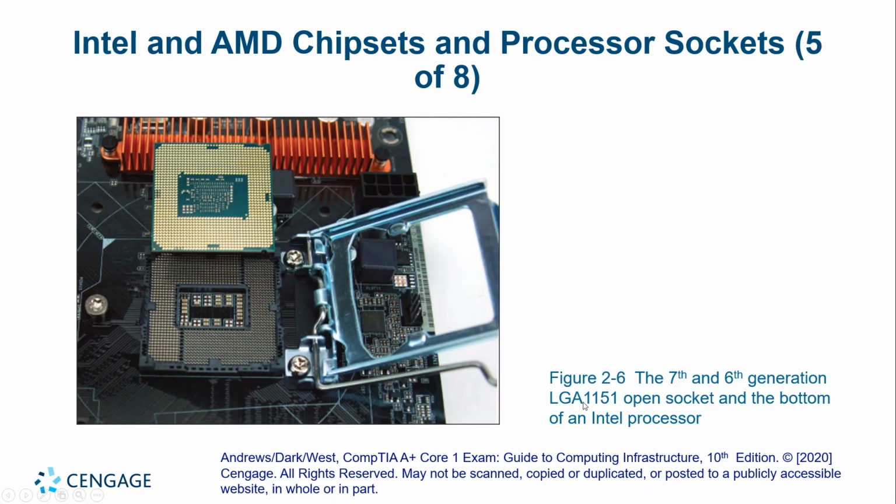7th and 6th gen 1151 open socket and bottom of an Intel processor. So there are the pads. These are little metal contacts, and these are the corresponding pads. You'll notice there are gaps, and those gaps correspond to gaps in the socket. You lay that down on top, and those little contacts make connection with these contacts, and that's how your processor communicates with the motherboard.